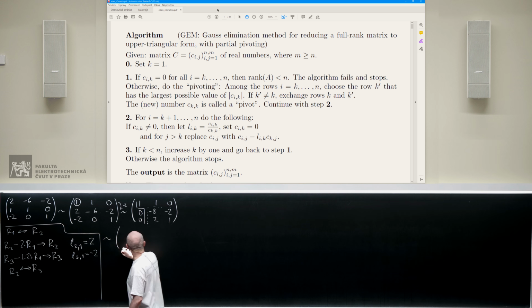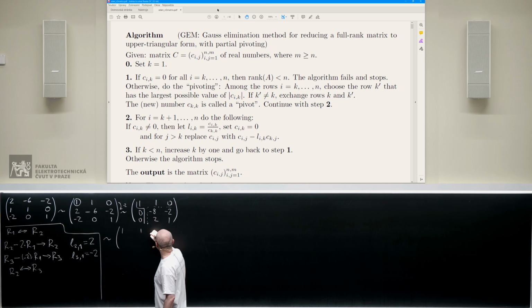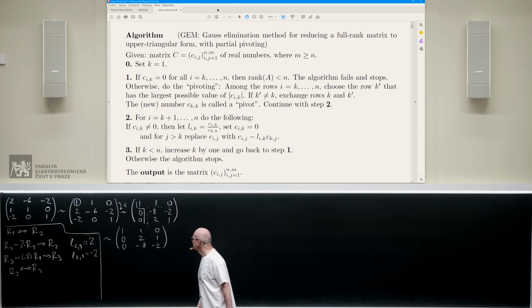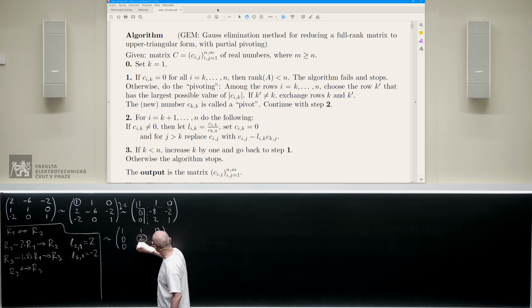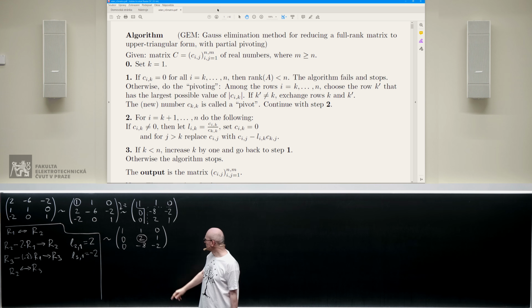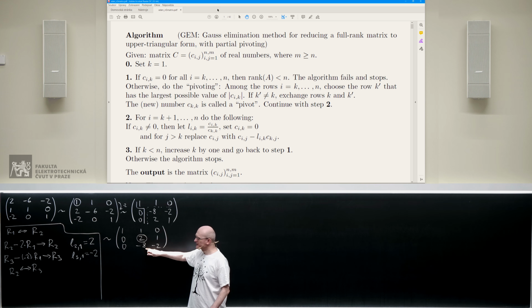So what I'm getting is this. 1, 1, 0, and I'm switching now. 0, 2, 1, 0, negative 8, negative 2. Now, as a human being, I like this one much better. This is my new pivot. And I can see that if I multiply it by 4, I can create 0 underneath, which is wonderful.